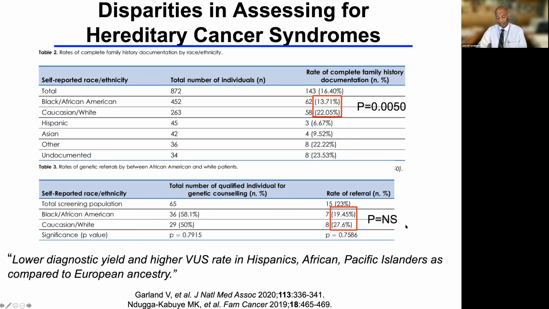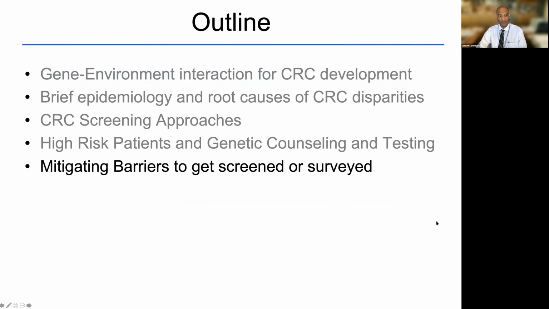Another thing is that there was a lower diagnostic yield and a higher variant of uncertain significance rate in Hispanics, African and Pacific Islanders compared to European ancestry, meaning that the diagnostic yield for some of these races and ethnicities was not the same as those from European ancestry. That is largely because most of the studies that have been done have been on European ancestry patients, and there could be other unknown variants in some of these other races and ethnicities that just haven't been characterized.